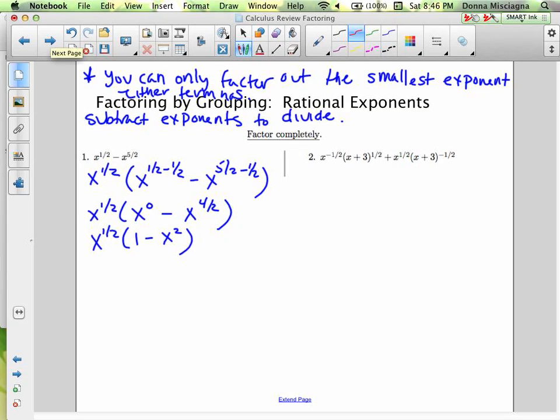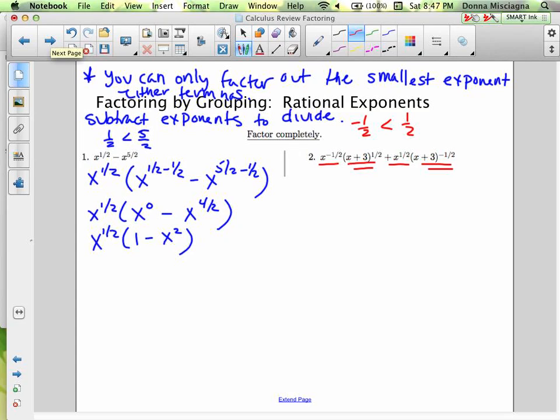All right, we've got x to the negative 1 half, x to the positive 1 half. Well, which is smaller? Right? Negative 1 half is smaller than 1 half. Maybe I should have left that up over here too. 1 half is smaller than 5 halves. So we can only take out a negative 1 half. That's it. And likewise, we got the same thing going on here. Negative 1 half is smaller than 1 half.